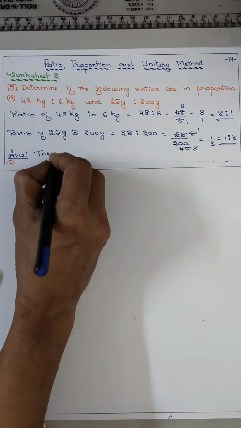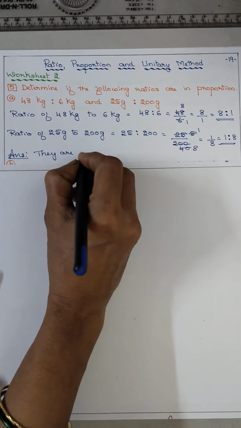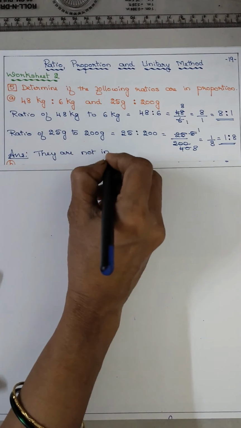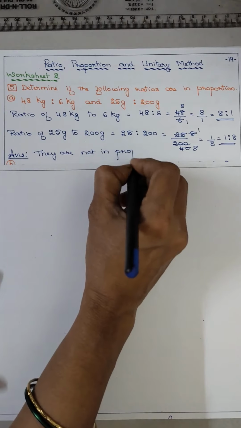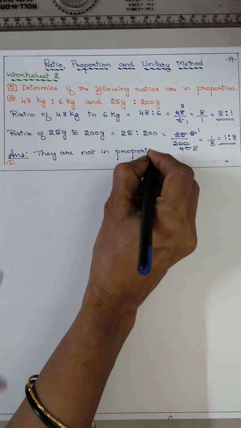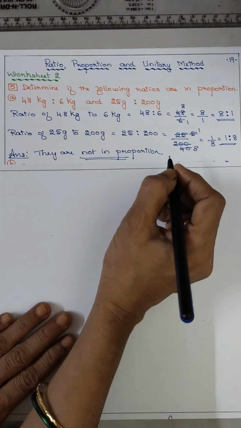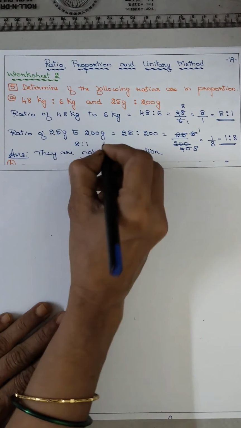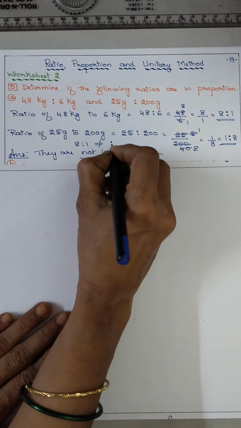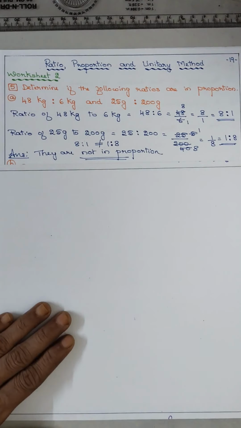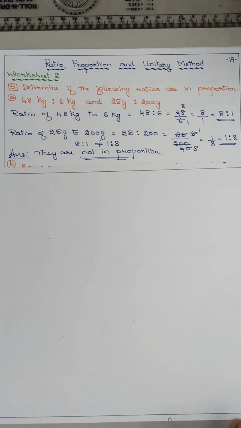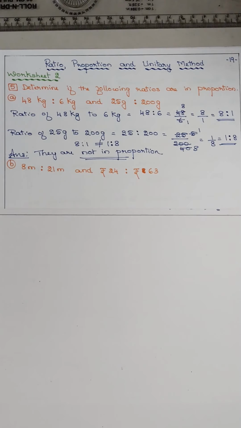Answer: they are not in proportion. Why? Because they are not equal. 8 is to 1 is not equal to 1 is to 8. Hope you understood. Numbers are same but it is interchanged.